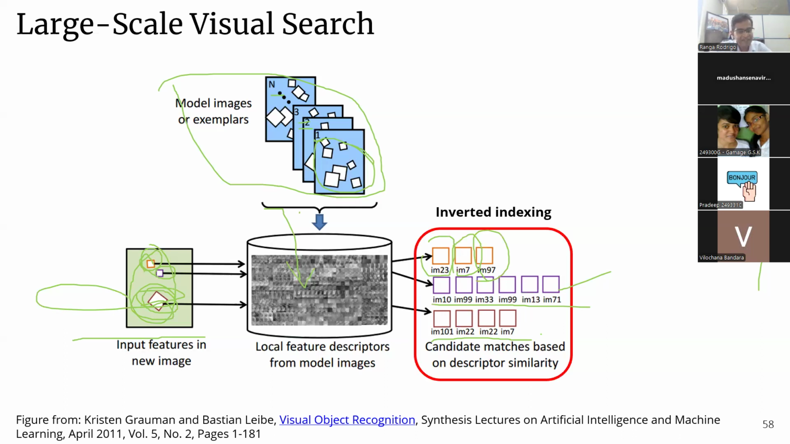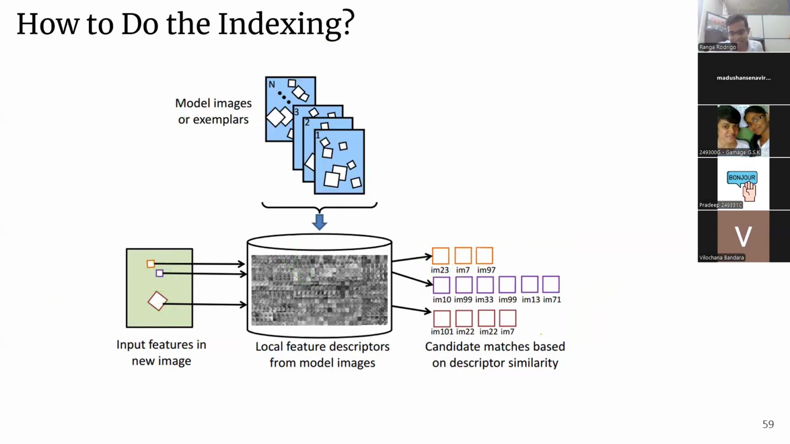So this is the inverted indexing. Then ranking and geometric verification. Then you need the geometric verification. That means features will have to move together, right? So that means one homography should sort of handle all the features. So this is the geometric thing.